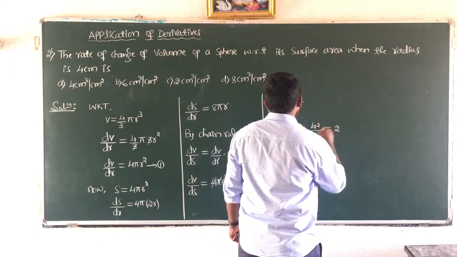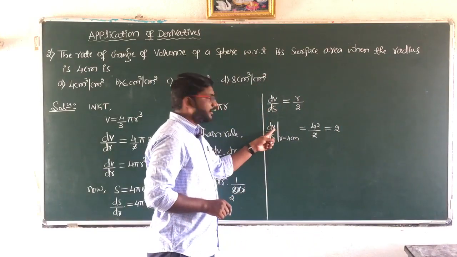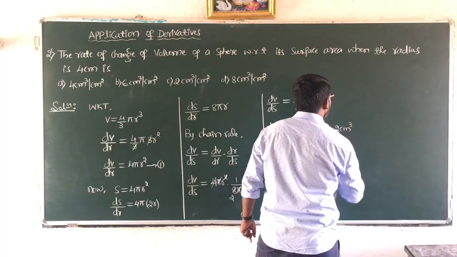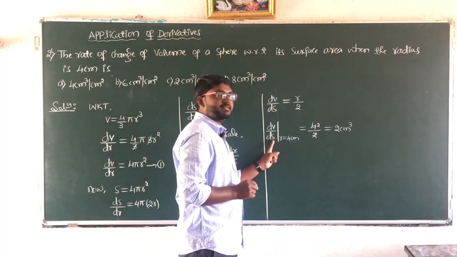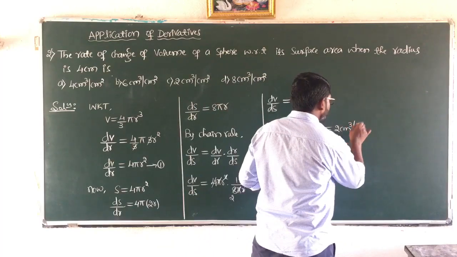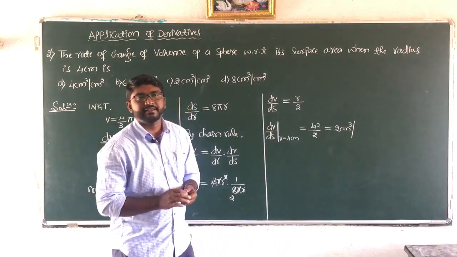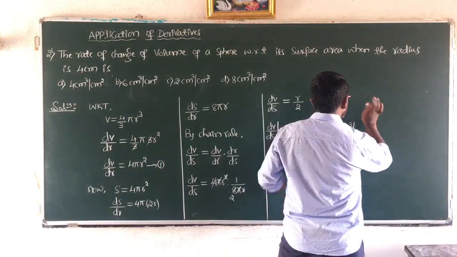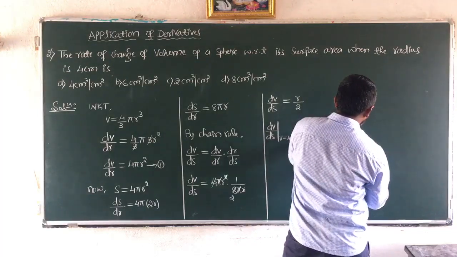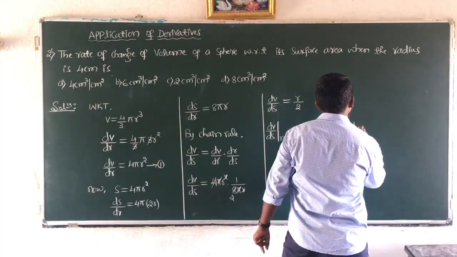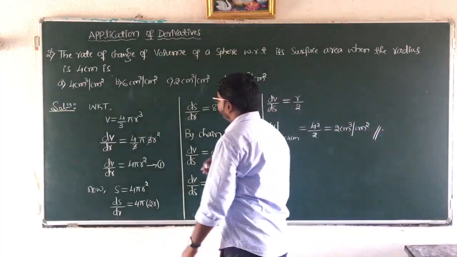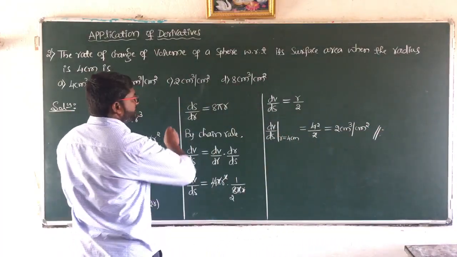So what is the unit now? In the numerator we have volume, so that means it has to be centimeter cube. In the denominator there is surface area, that means per. What is the unit of surface area? It is centimeter square. So the answer is 2 centimeter cube per centimeter square. So this is the right answer, and the option is C.